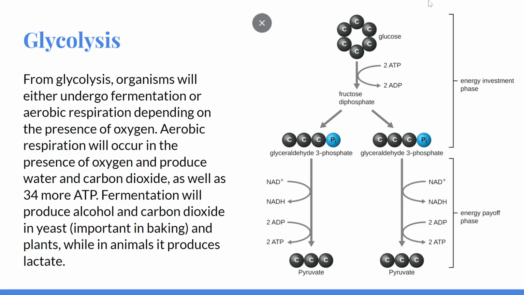Where was I saying? So here's the energy investment phase. You minus 2 ADP, and here is the creation of 2 ATP at the end of this for each. So it's 4 plus 4 here, minus 2 here. So you have a 4 yield.